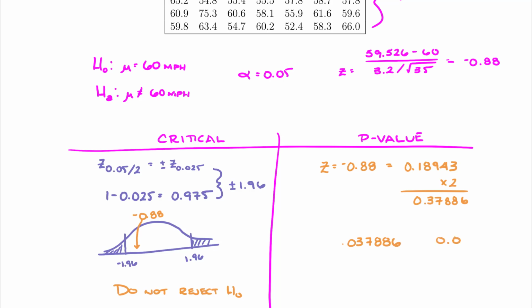So we compare our p-value to our significance level. And we can see that the p-value is greater than the significance level, which again leads us to the same conclusion. Do not reject the null hypothesis. And with respect to an interpretation, at the 5% significance level, we're saying that the data does not provide sufficient evidence to conclude that the mean top speed of all cheetahs differs from 60 miles per hour.